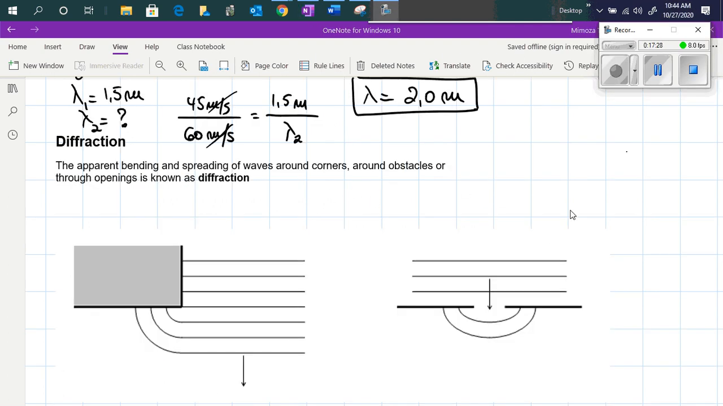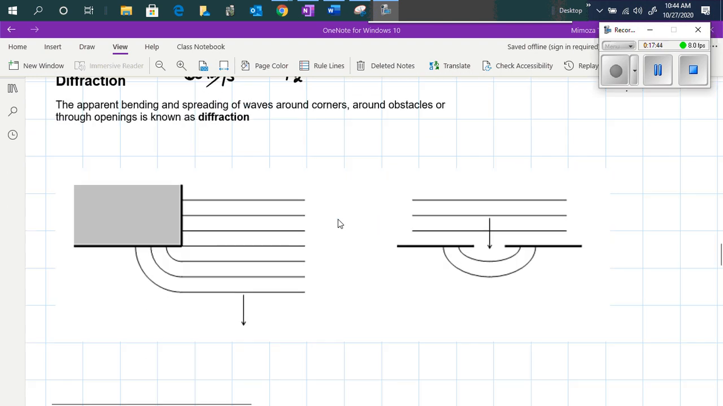Diffraction happens when you go around a corner or when you go into an opening. So what is happening here when you go around the corner: the wave is moving in this direction and then it hits this corner here, and it is kind of hugging the corner. This phenomenon is known as diffraction.